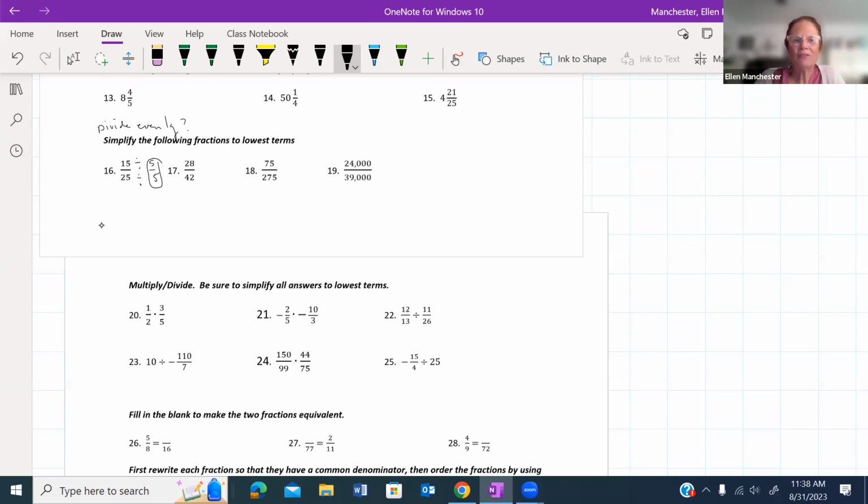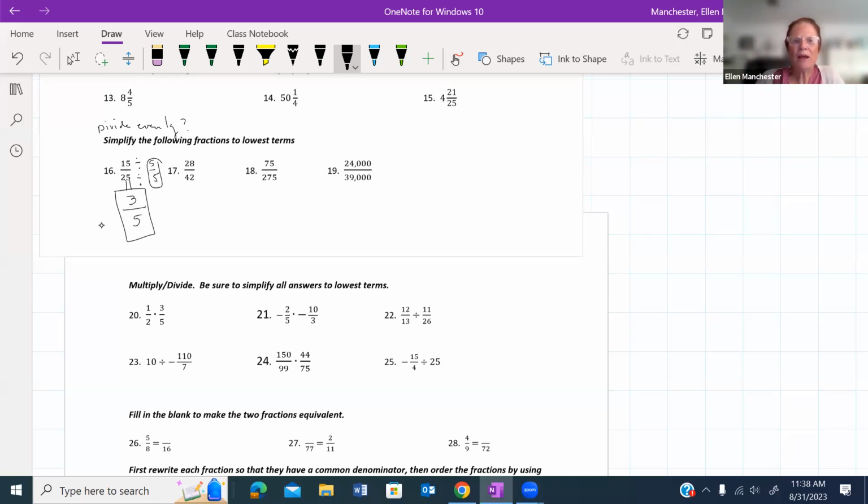Okay, so 15 divided by 5 is 3. 25 divided by 5 is 5. 3/5 is exactly the same as 15 over 25. Just a different way to look at it.